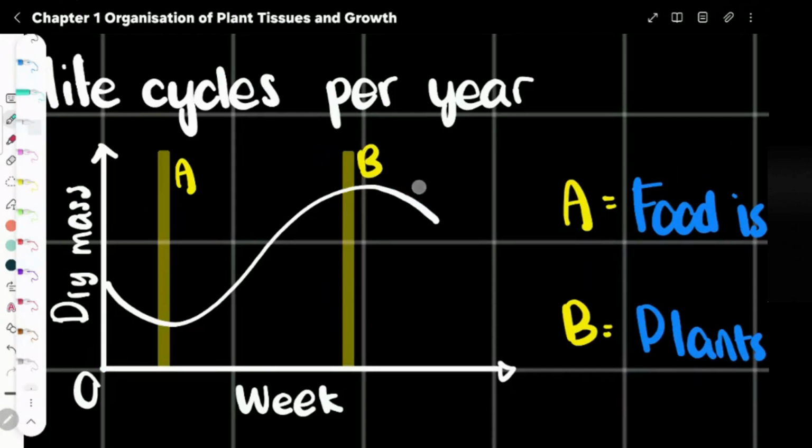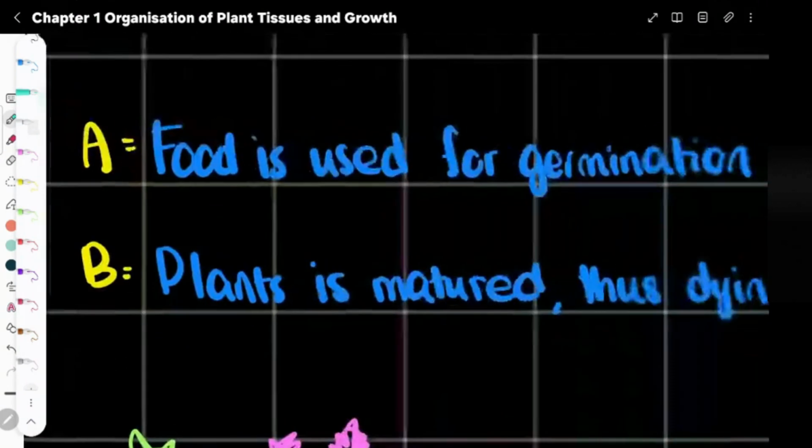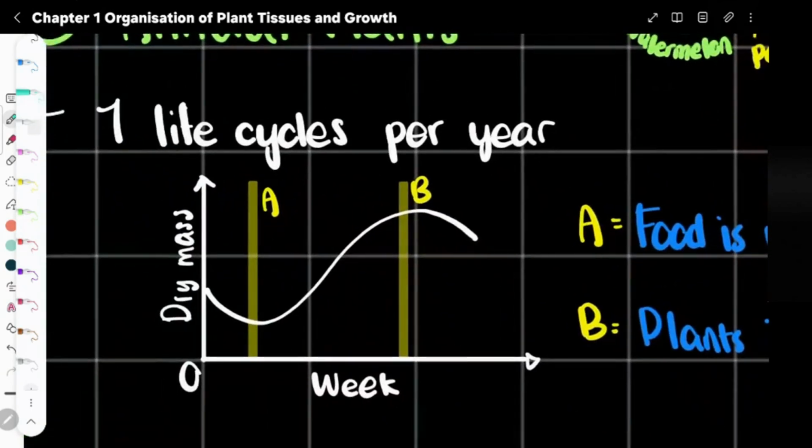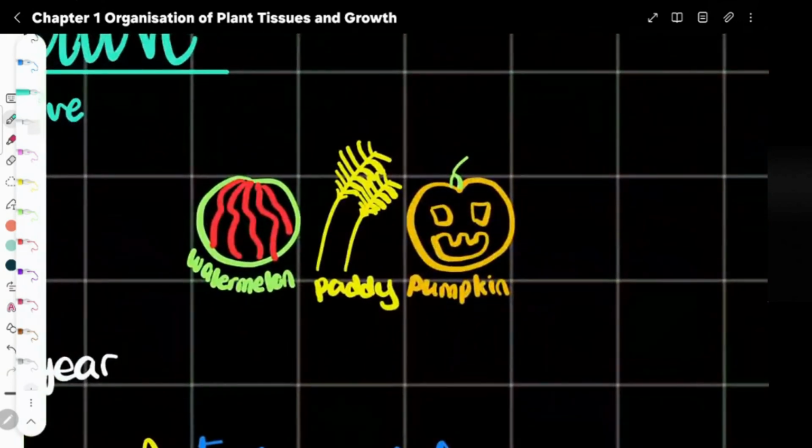Because remember, this is the annual one, right? Annual. So after this, it already dies. Old age. See? Matured. It's already matured. So it will die now. See? Very simple. And then the plants that you have to know, you have to memorize, are watermelon, paddy, and pumpkin. Okay? Watermelon, paddy, and pumpkin.